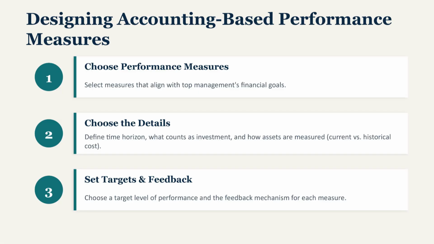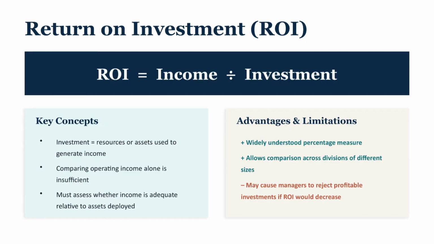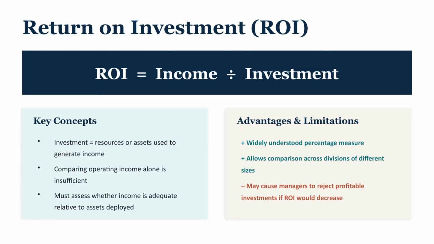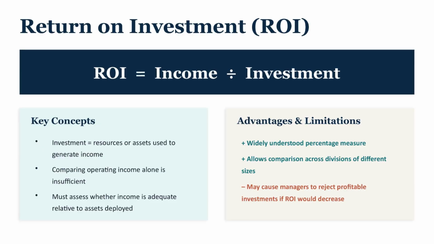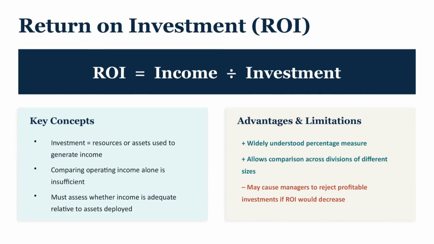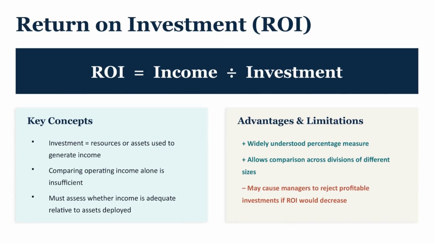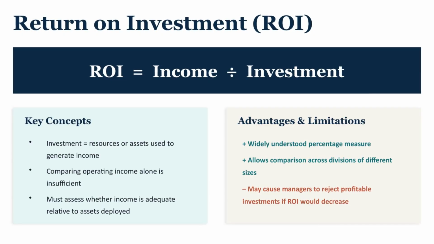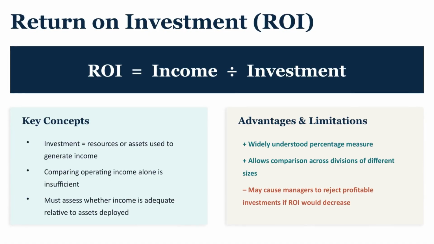Return on investment, or ROI, calculates income divided by investment and is the most widely used metric. It shows that a $500,000 profit on $50 million in assets yields a 1% return, illustrating why raw operating income can mislead. As a percentage, it lets us compare divisions of different sizes. ROI can discourage profitable projects. If a unit earns 18%, it might reject a 14% opportunity that exceeds the cost of capital.